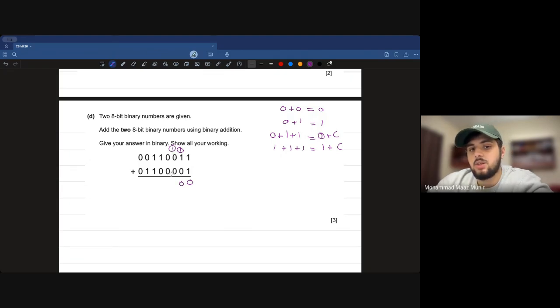Now up here 1 plus 0 plus 0, it's the same way as I say 0 plus 0 plus 1. So 1 plus 0 plus 0 is basically 1. I get 1 up here. Then 0 plus 0 is going to be 0. 1 plus 0 is going to be 1. 1 plus 1 is again going to be 0 with 1 carry. And now 1 plus 0 plus 1 is again going to be 0 with 1 carry. And now 1 plus 0 is going to be 1.